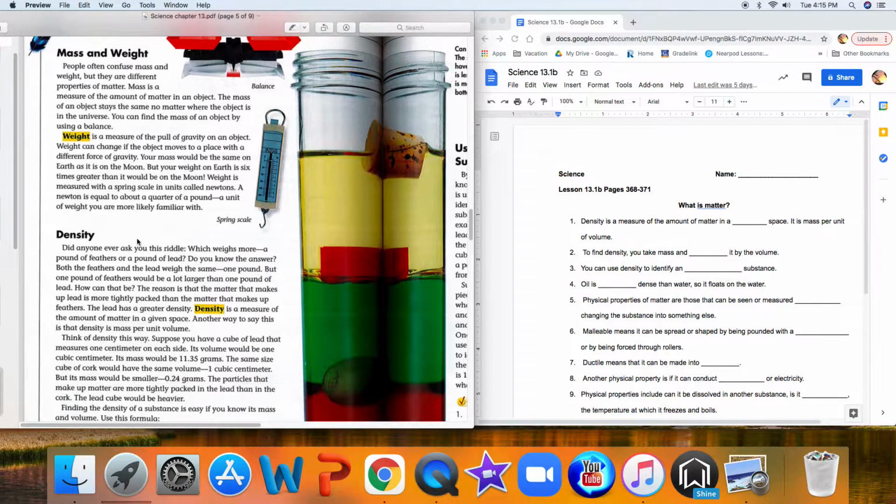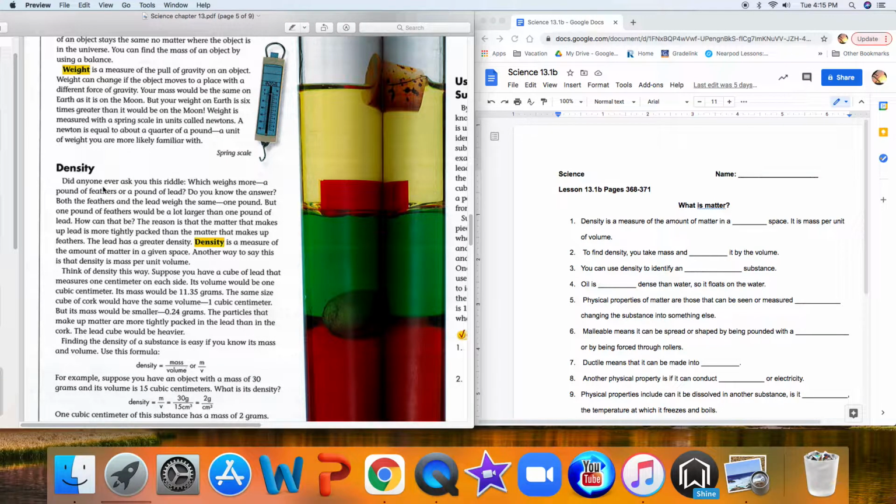All right, we're going to talk about the next step then. It says, did anyone ever ask you the riddle, which weighs more, a pound of feathers or a pound of lead? Do you know the answer? Most of us probably said a pound of lead, because we don't read very carefully. The answer is both. They weigh the same. It's a pound of feathers. It's a pound of lead. But 1 pound of feathers would be a lot larger than 1 pound of lead. In other words, I need a huge monster box to have a pound of feathers. I need a very small little piece of lead, size-wise, to actually weigh a pound.